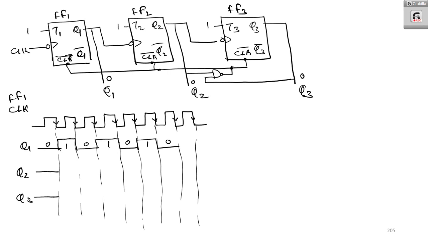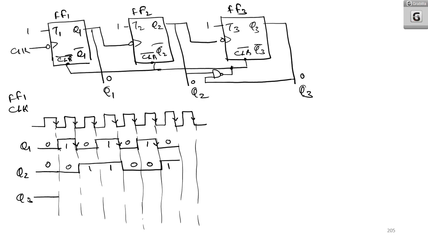Now what is Q2? Coming into Q2, in the case of Q2, Q1 is acting as a clock. So you are having negative edge triggered, negative edge triggered, negative edge triggered. So here you have 0, 0. Here you have 1 up till here. Then you have 0 up till here. Then you have 1. Like that it will go.